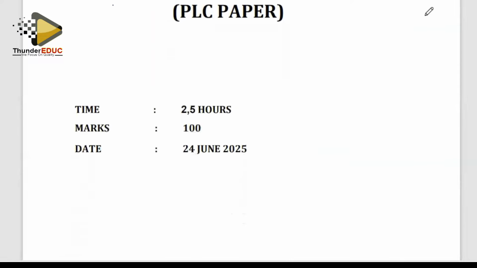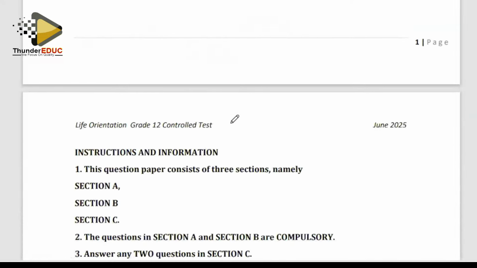Okay. So the duration is 2.5 hours. The marker location is 100 marks. Then let's quickly go to the instructions and the information.